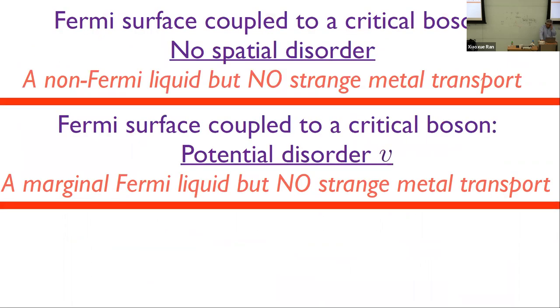So that's it. If you just take this critical boson and you put in a little bit of disorder, you get a marginal Fermi liquid, but again, no strange metal resistivity. No sigma of omega going as 1 over omega. You just have a Drude peak, which is a Lorentzian. It falls off as 1 over omega squared, much faster than 1 over omega. All right, so this is where we were at sometime halfway through the pandemic. We're ready to give up and move on to something else. How are you going to solve this problem?